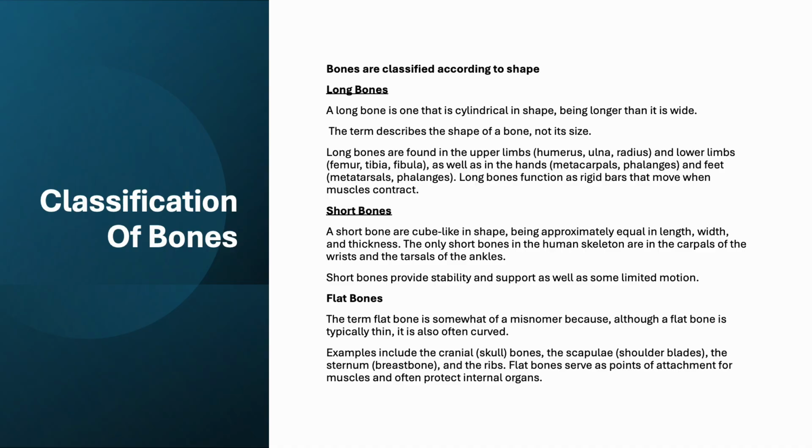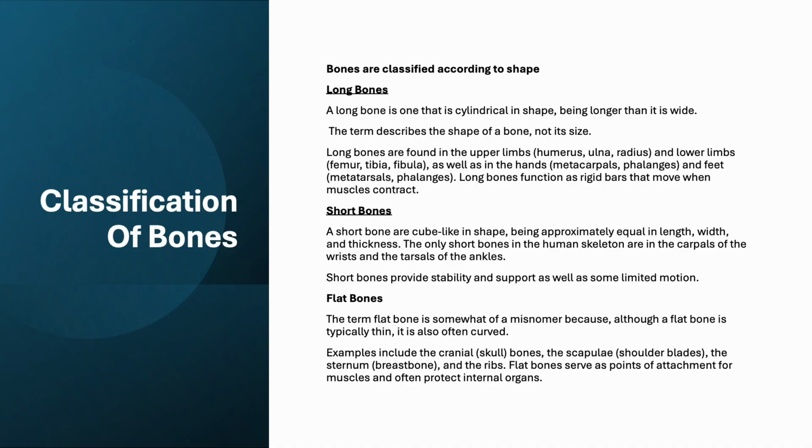Long bones function as rigid bars that move when muscles contract. Short bones are cube-like in shape, being approximately equal in length, width, and thickness. The only short bones in the human skeleton are the carpals of the wrist and the tarsals of the ankles. Short bones provide stability and support, as well as some limited motion.